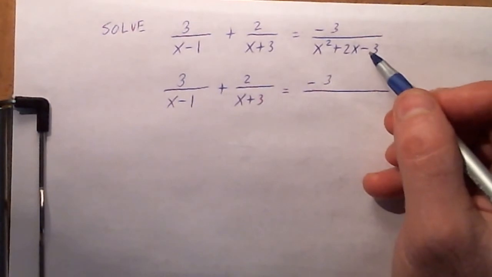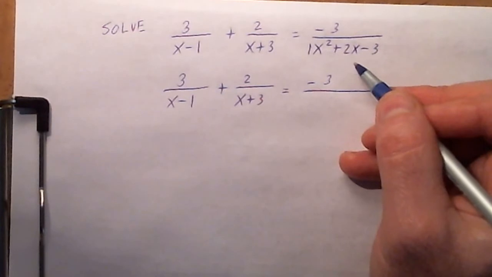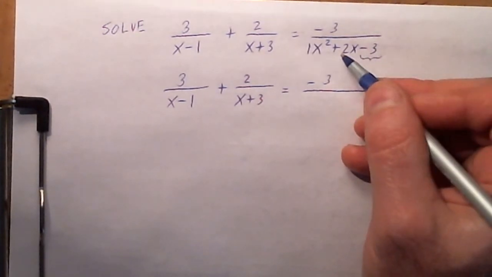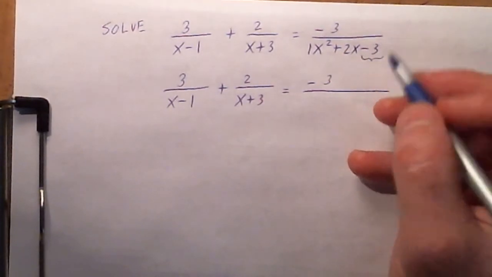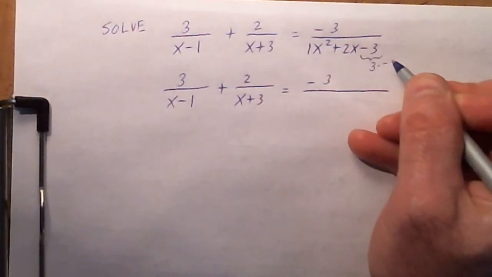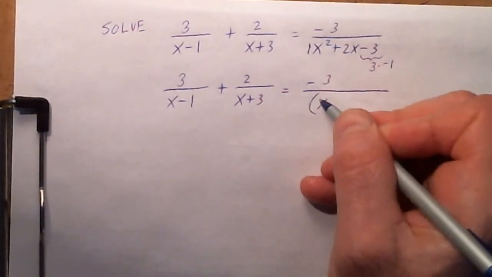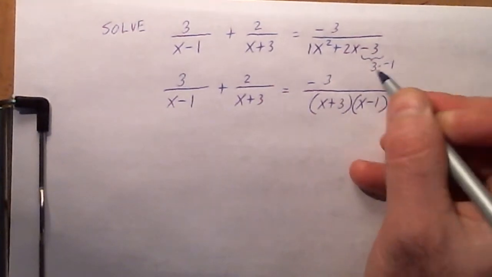Notice this is an easy type of trinomial to factor, one with a leading coefficient of 1. All we need are 2 factors of the negative 3 here that sum up to positive 2, the middle coefficient. The only factors of negative 3 that add up to 2 would be 3 and negative 1. So therefore, this trinomial now factors into x plus 3 times x minus 1.